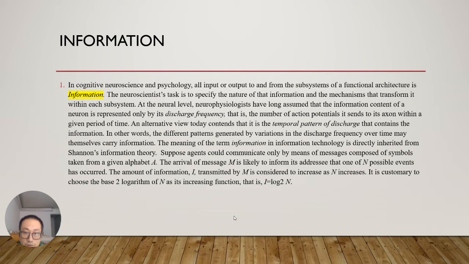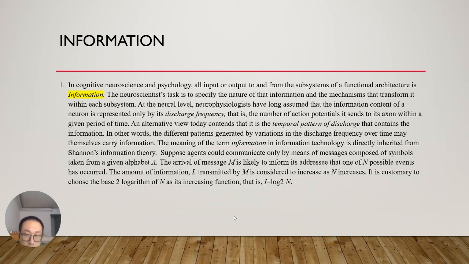An alternative view today contends that it is the temporal pattern of discharge that contains the information. In other words, the different patterns generated by variations in the discharge frequency over time may themselves carry information. The meaning of the term information in information technology is directly inherited from Shannon's information theory.